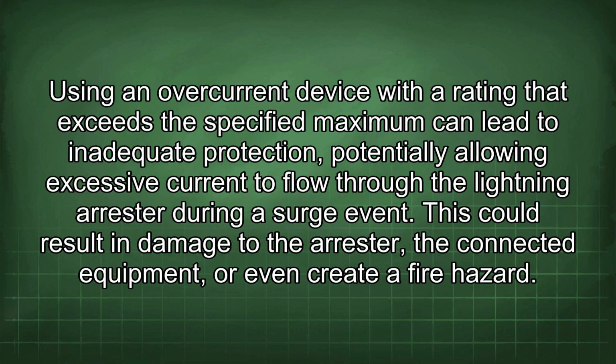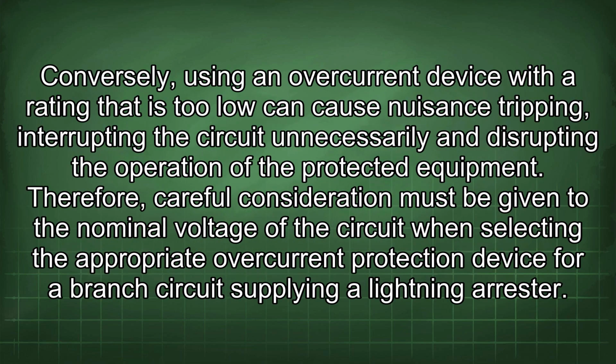Using an overcurrent device with a rating that exceeds the specified maximum can lead to inadequate protection, potentially allowing excessive current to flow through the lightning arrestor during a surge event. This could result in damage to the arrestor, the connected equipment, or even create a fire hazard. Conversely, using an overcurrent device with a rating that is too low can cause nuisance tripping, interrupting the circuit unnecessarily and disrupting the operation of the protected equipment.